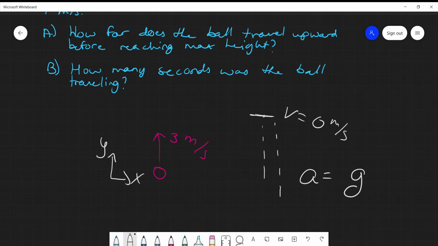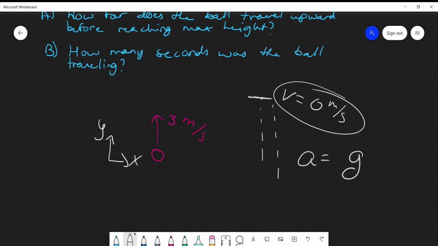And how this ball got launched or whatever, that doesn't matter right now. The only thing we care about is that its initial velocity is 3 meters per second. Its final velocity at its max height is 0 meters per second, and its acceleration, because it is in the vertical direction, is gravity, which is 9.81. Okay.